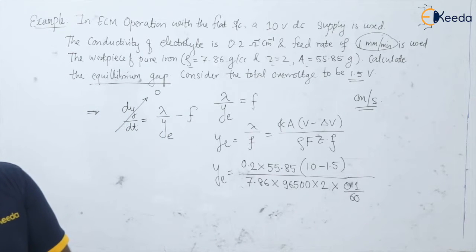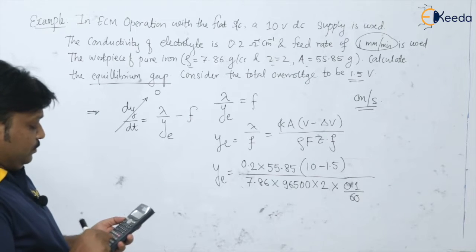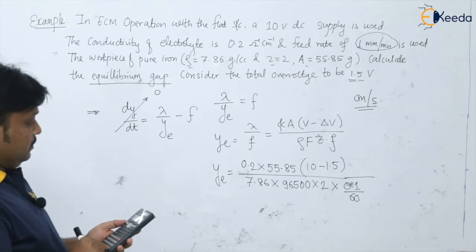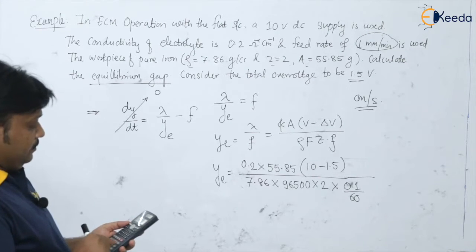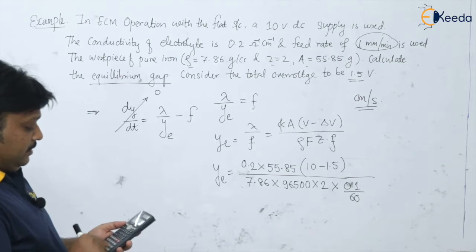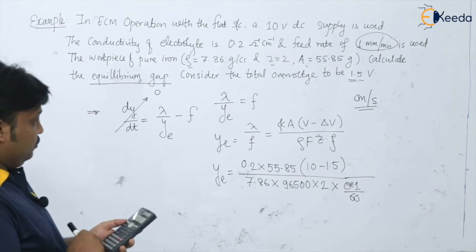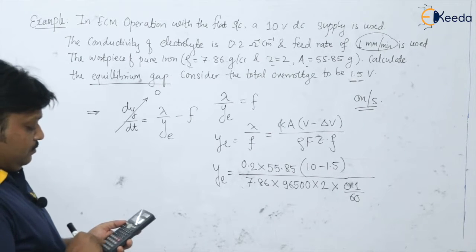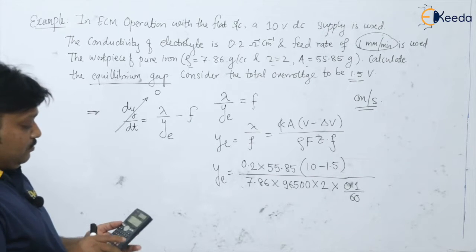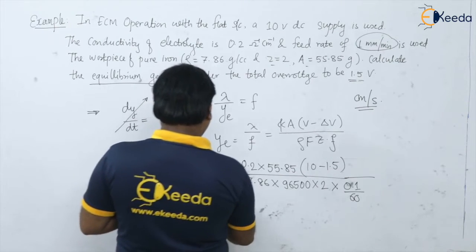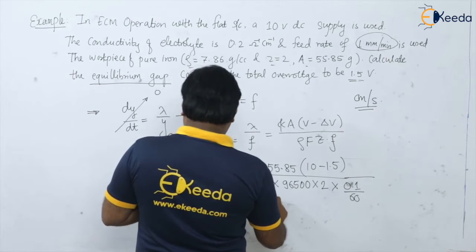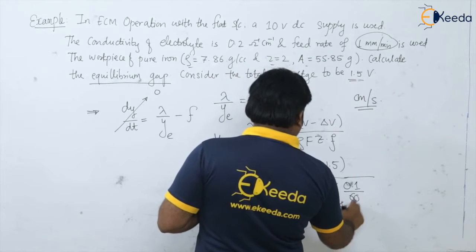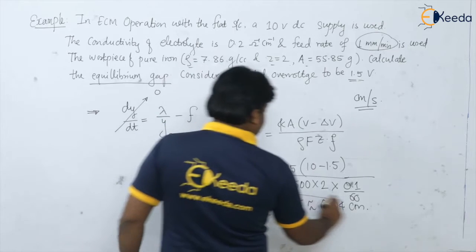0.2 into 55.85 into 8.5 divided by 7.86 divided by 96500 divided by 2 divided by 0.1 into 60. So it will be 0.0375. So nearly I will take 0.04 centimeter. So this is our answer.